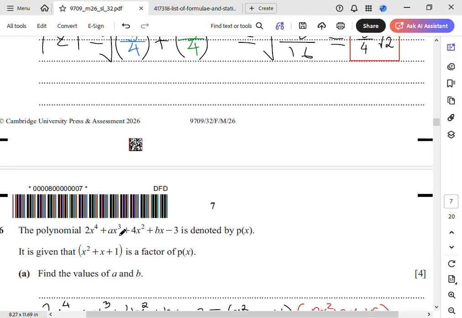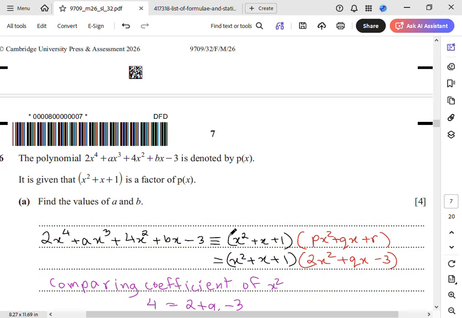Since I know that the other would be a quadratic, this quartic polynomial is going to have another quadratic factor, so I can write it like this. If this is one of the factors given in the question, the other factor I say is px squared plus qx plus r. I could have written ax squared plus bx plus c, but since there is already a and b in the question, I did not use that.